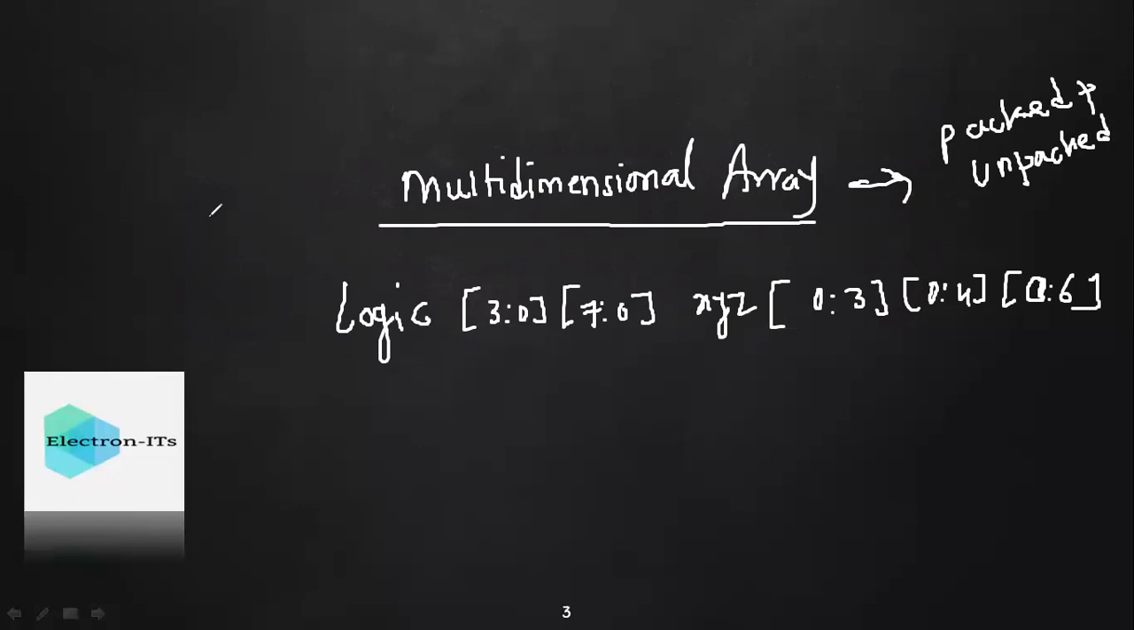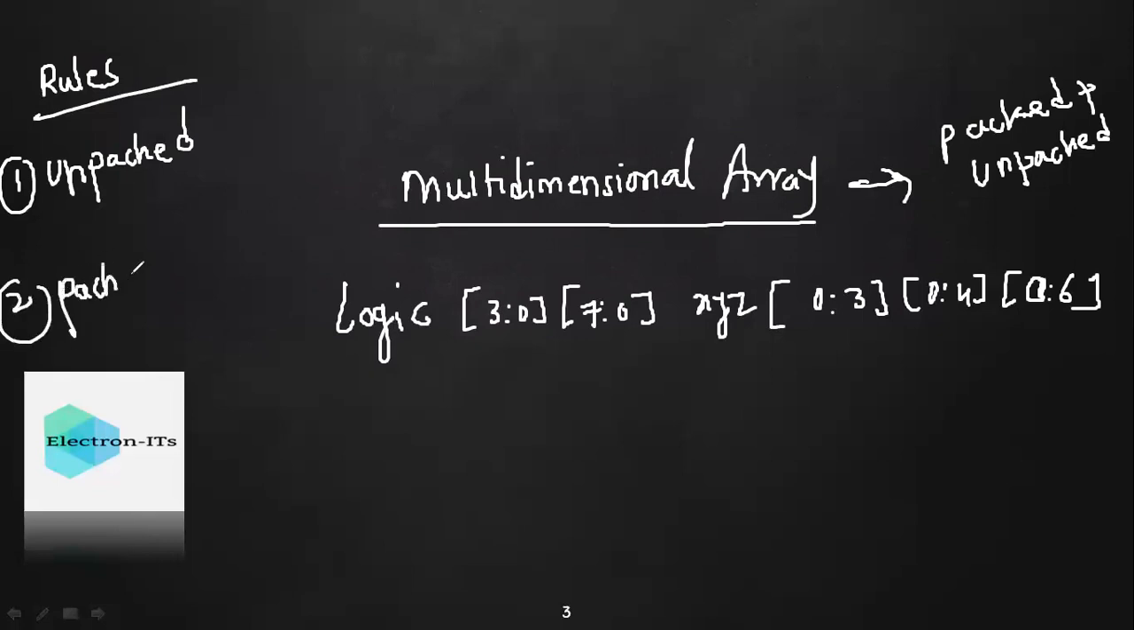So first of all we have to focus on the rules. The rules are that you have to first look at the unpacked section and then the packed section. In unpacked, you have to look from left side to right side. Similarly in packed also, left side to right side. I will explain this in detail in a later section.